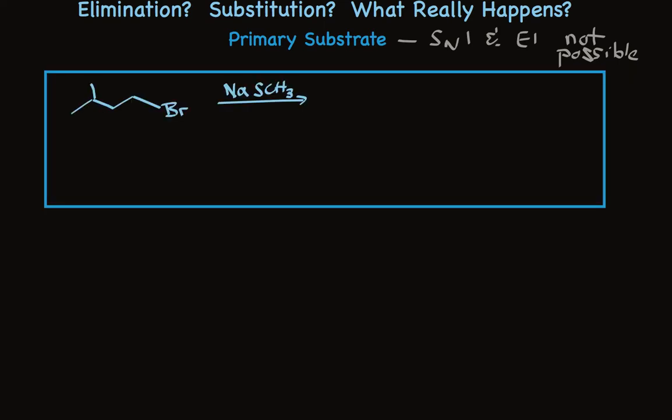When this primary bromide is treated with the sodium salt of methane thiol, it's being treated with a very good nucleophile. So we first notice that it's a primary structure, and the second thing we put down is that it's a very good nucleophile. We can promptly conclude from these two things that this is an SN2 reaction, and so the product is simple, direct replacement of the bromide.